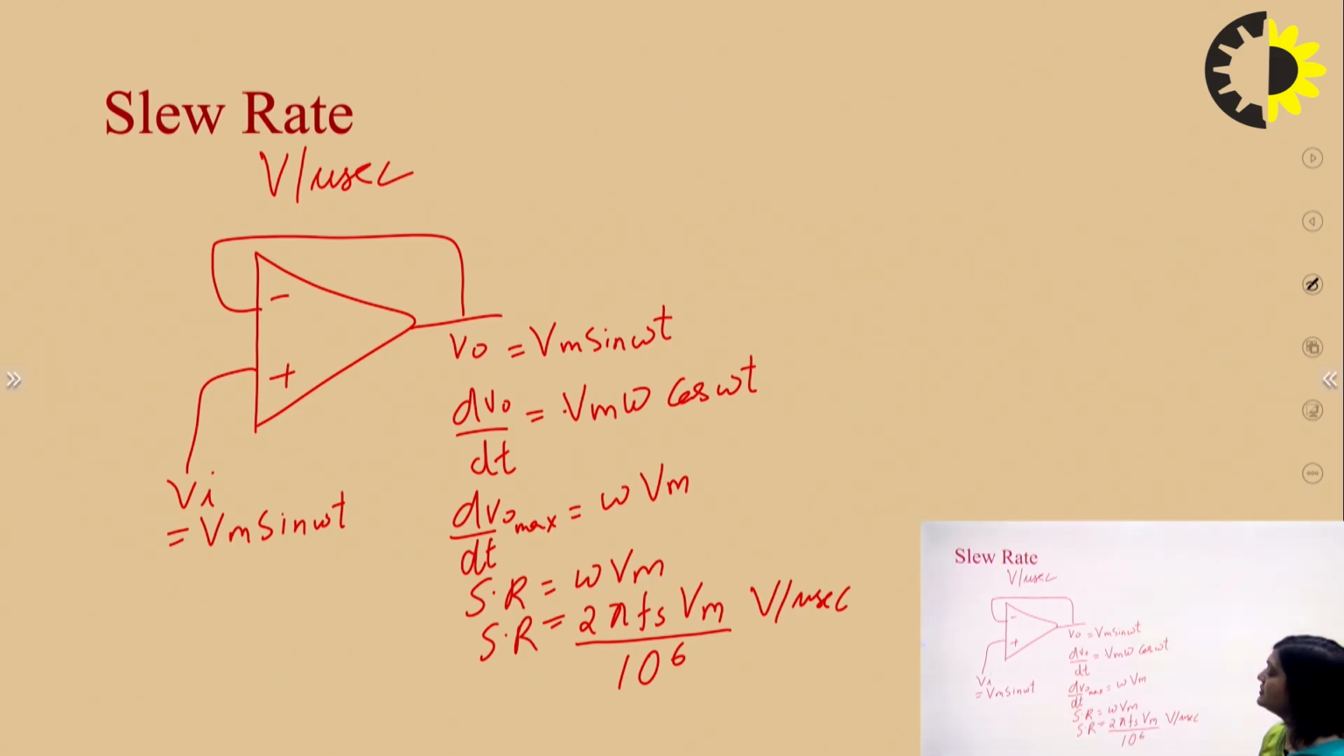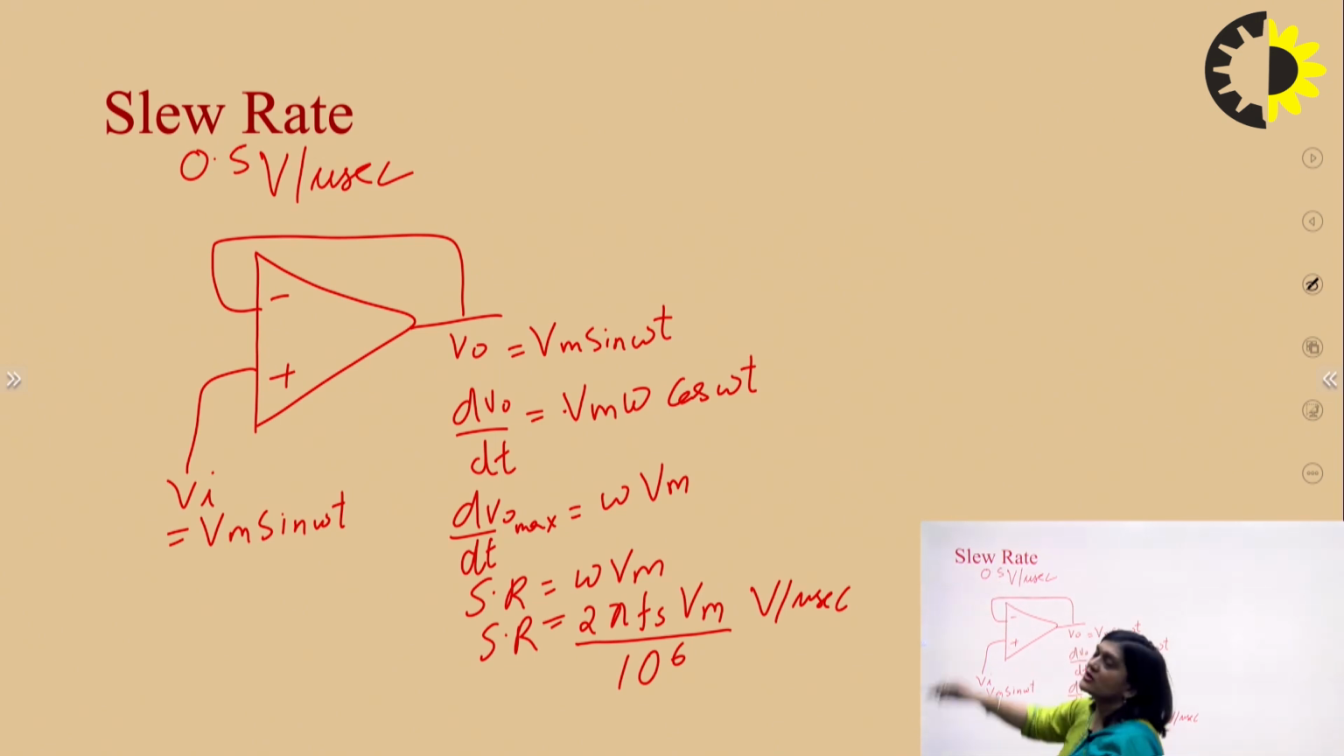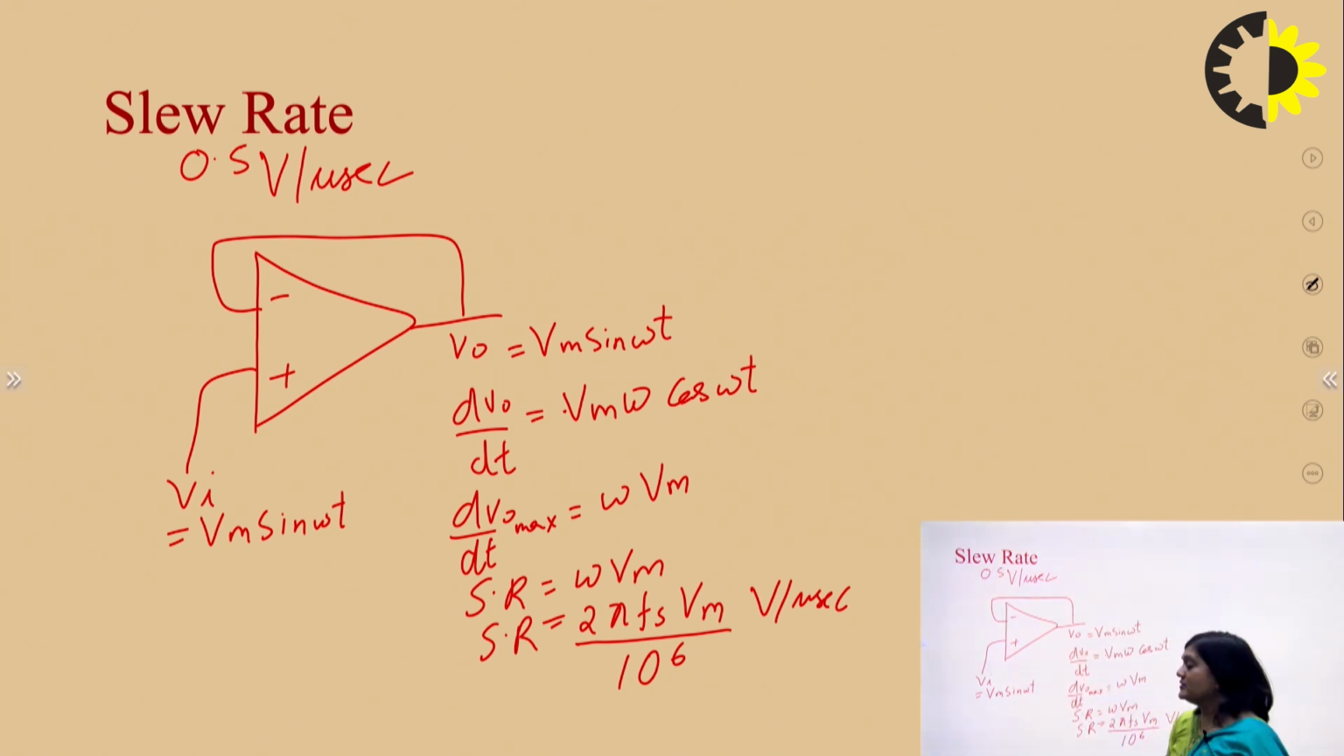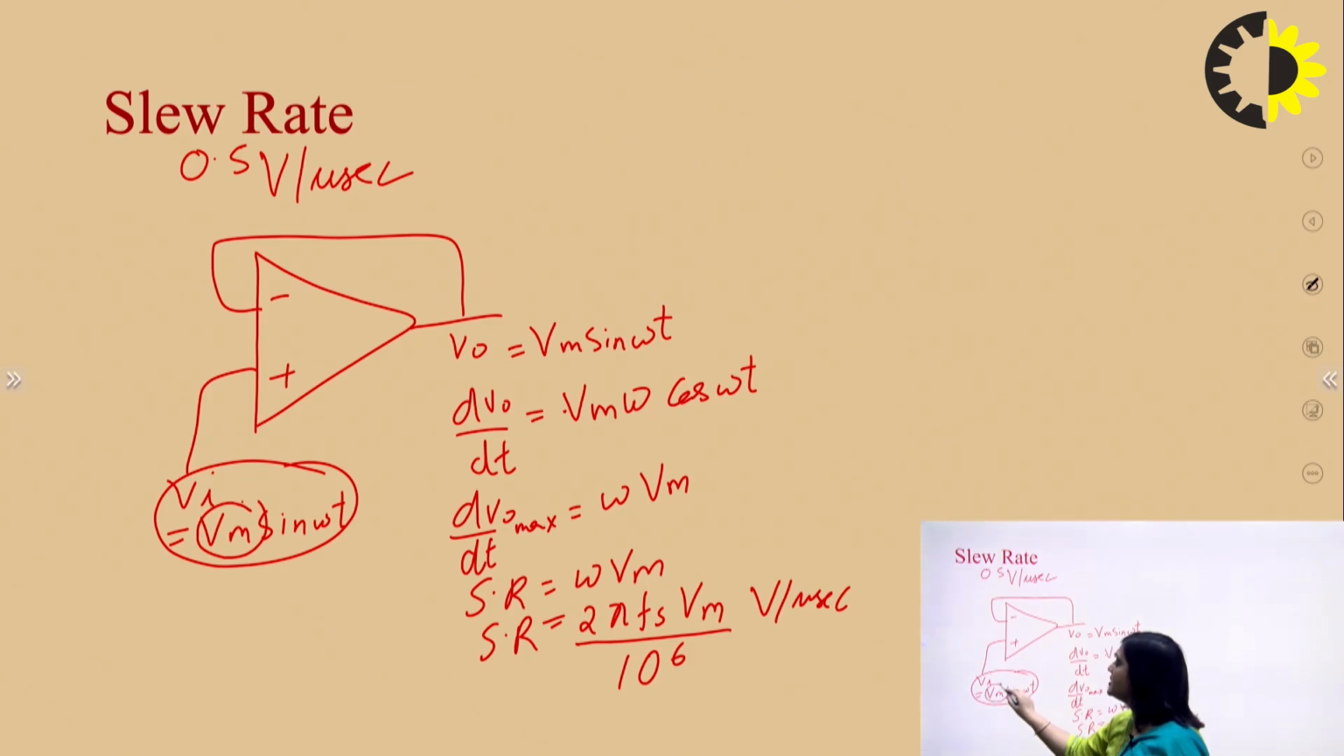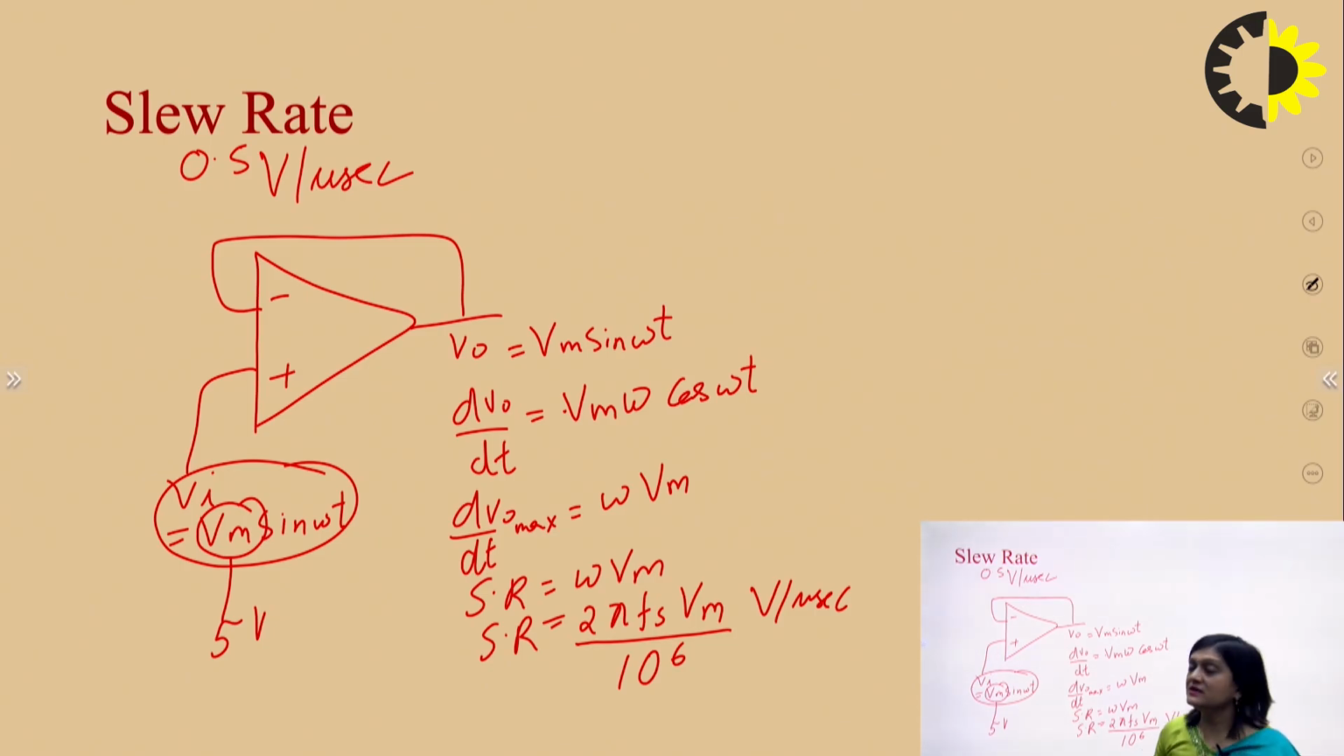Okay, so if we buy any IC, the slew rate of that IC is fixed. Like for IC 741, this is 0.5 volt per microsecond. Now, if I am applying an input signal here and my Vm is 5 volt, and the slew rate of that IC is 0.5 volt per microsecond, there will be a certain frequency of the signal that we can take. Otherwise, that signal will be distorted. We are applying a sine wave here, and in the output there will be a triangular wave.